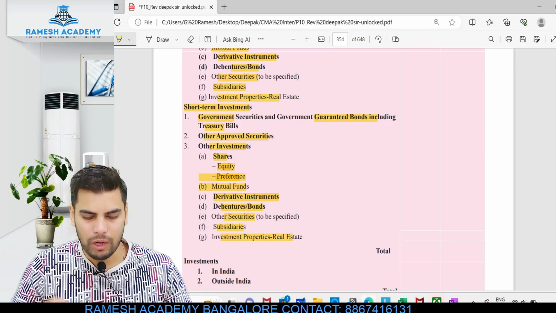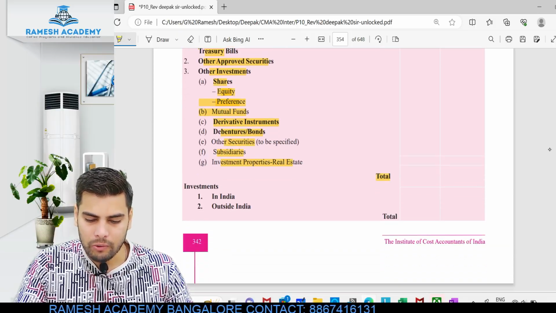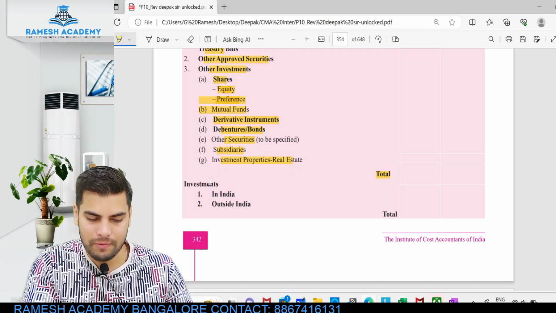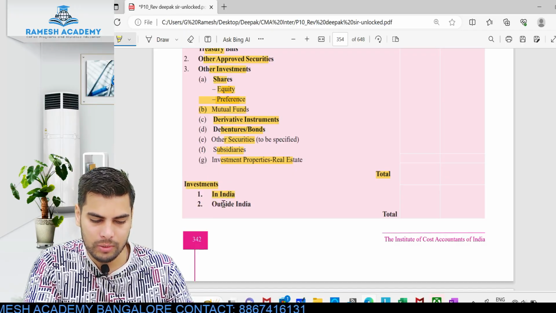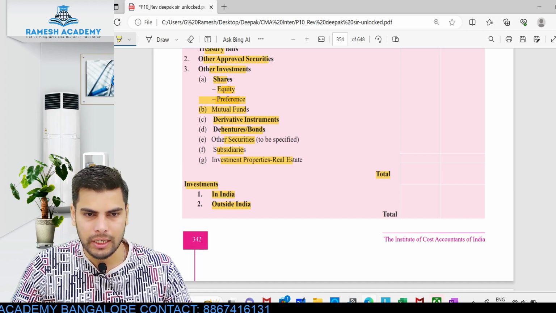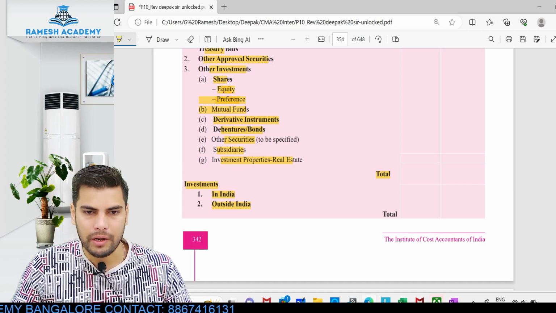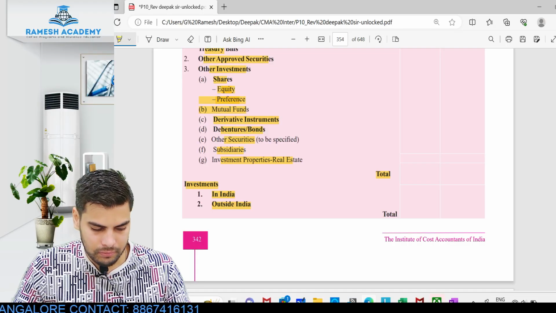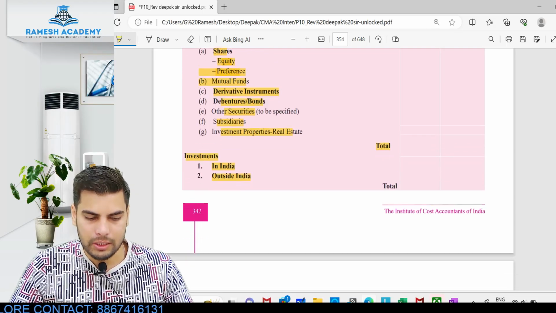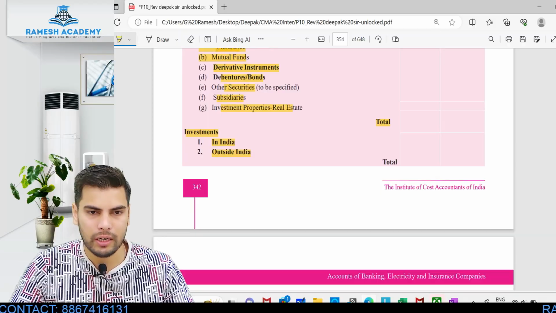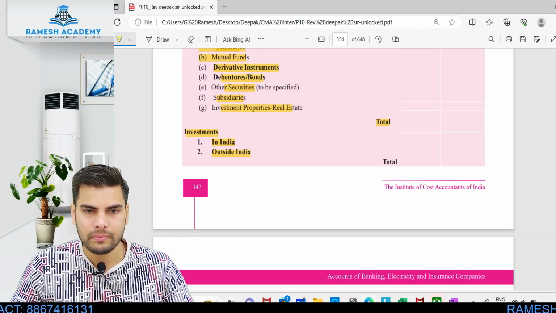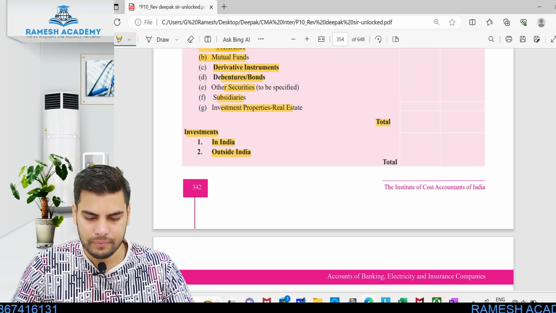Same way, once you are done with this total, you will have to show the breakup of this total. How much is the investment which is made in India and how much is the investment which is made outside India. Even this breakup will be mandatory. Is this clear? I hope everybody understood this. Anybody having any doubt, any confusion so far? Is this clear to everyone? All right.